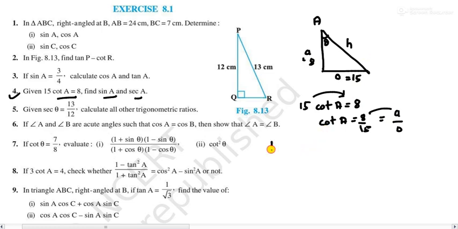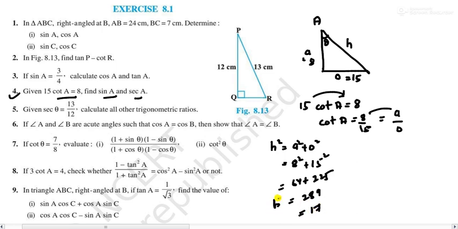So, what will be H? Again, use Pythagoras theorem. H square is A square plus O square. So 8 square plus 15 square, we will get how much? 64 plus 225, which is equal to 289, and that is equal to 17 square. H square is that much, so H is root of this, so this is 17. So this is another Pythagoras triplet, which is 8, 15 and 17. You can memorize this also. Okay, now you have all the values.